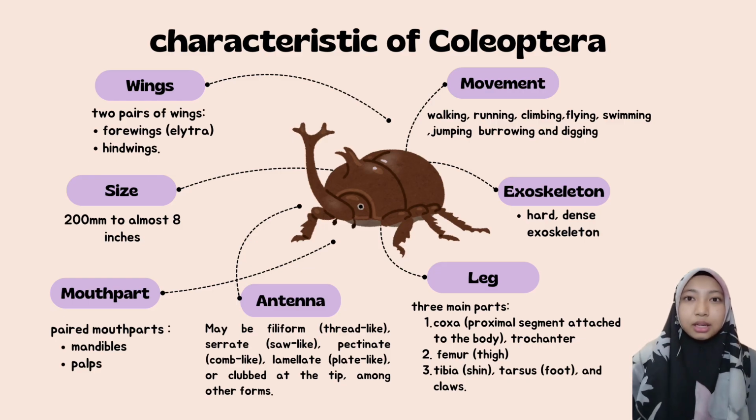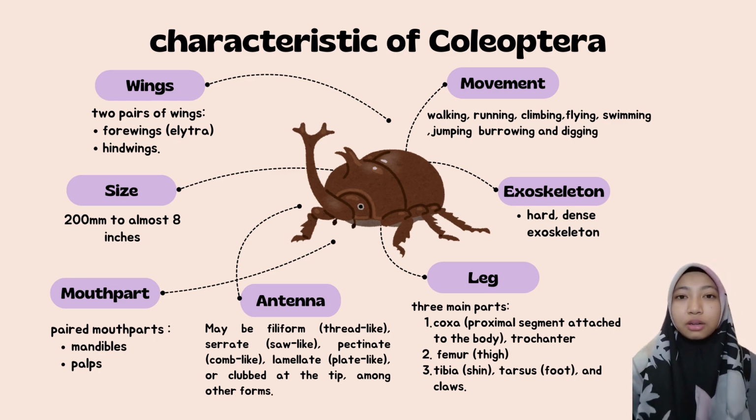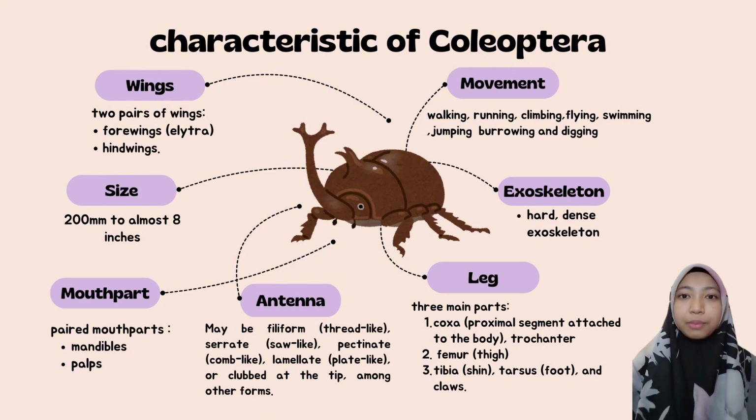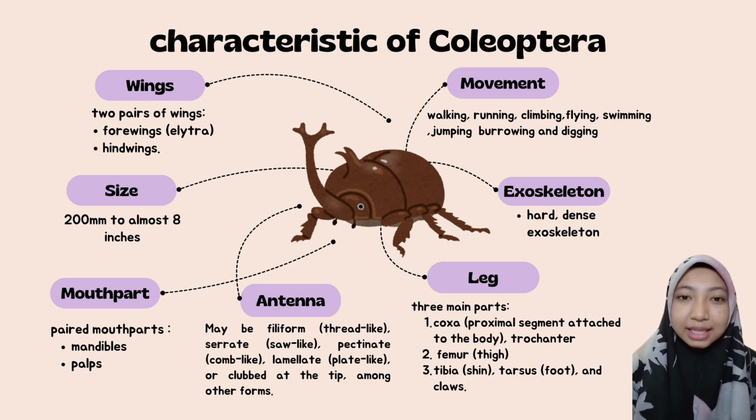Next, the characteristics of Coleoptera, also known as beetles. Beetles have two pairs of wings. The first one is the forewings, or elytra, and the hind wings. The forewings are hardened and protective, while the hindwings are membranous and used for flight. The second one is size. Coleoptera vary greatly in size, from a fraction of a millimeter to more than 200 millimeters, almost 8 inches in length.